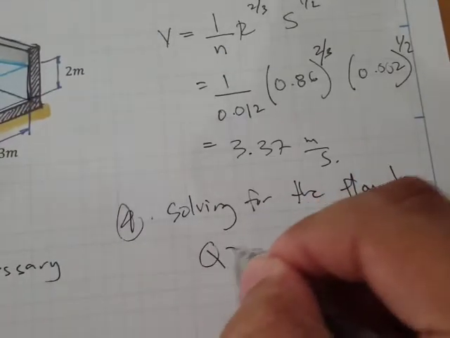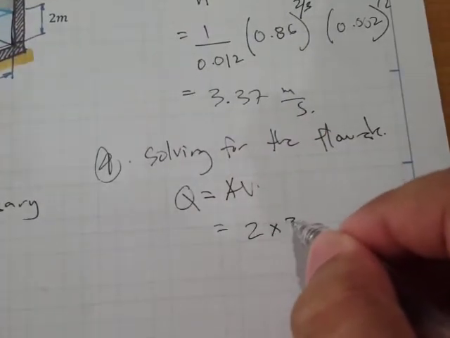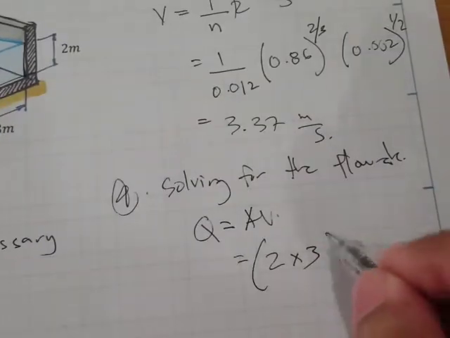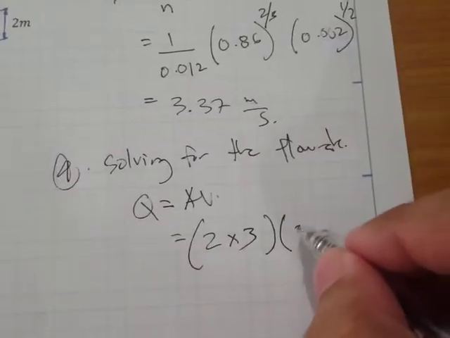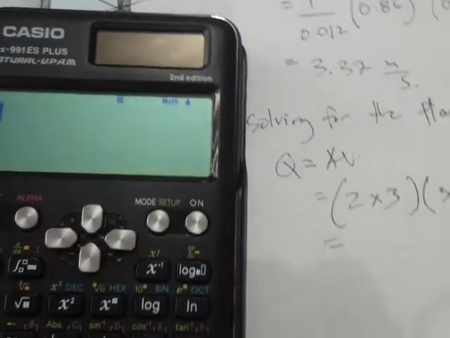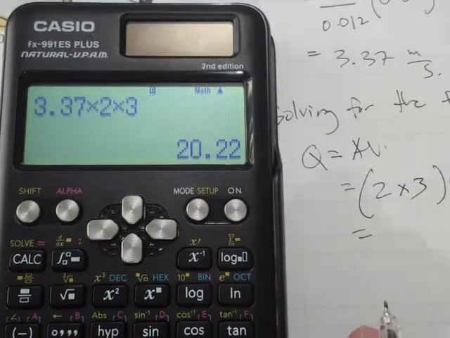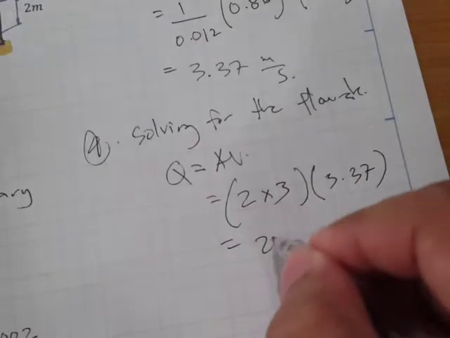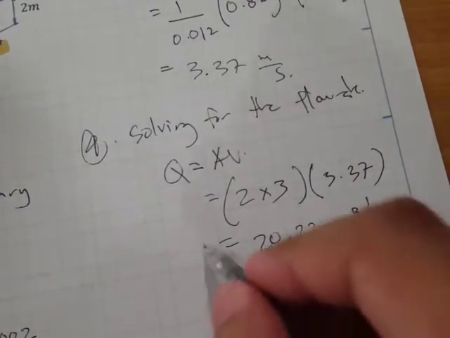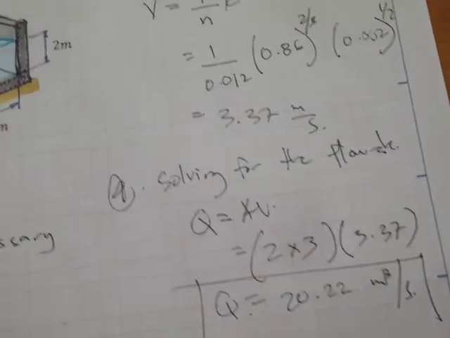So the flow rate Q is equal to AV. Then our A is just 2 times 3, the cross-sectional area, times 3.37. That's 3.37 times 2 times 3, which is 20.22. Right, so 20.22 cubic meters per second. So that's our flow rate.